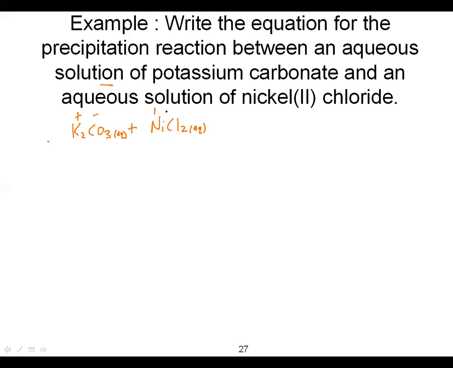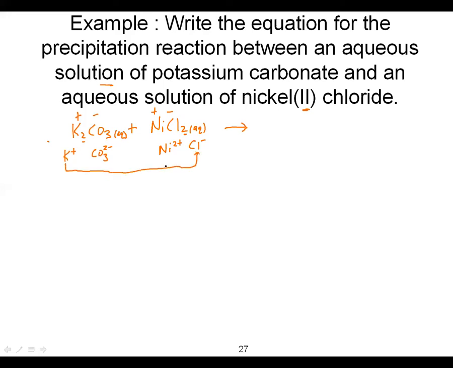We got a positive and negative. So the basic unit of this first guy is potassium with a +1 charge. The basic unit here is carbonate with a -2 charge. The basic unit of this guy is nickel with a +2 charge, and the basic unit here is chloride with a -1 charge. I'm not going to be concerned at this point with any of these extra twos because I want to just make sure I get the correct formulas on the other side. So in a double displacement reaction, our positive guys will switch partners.